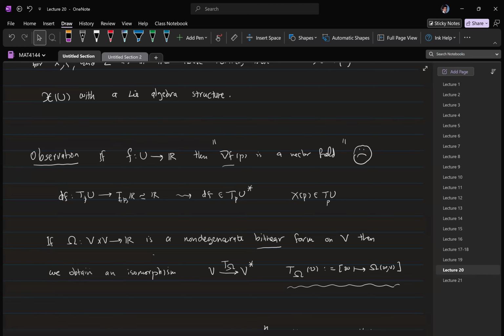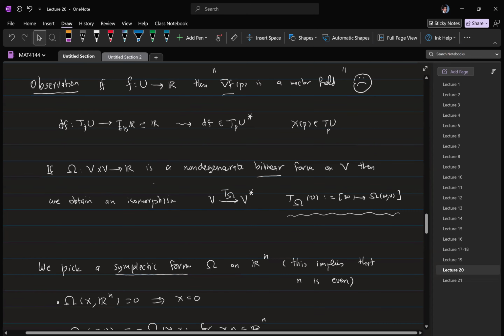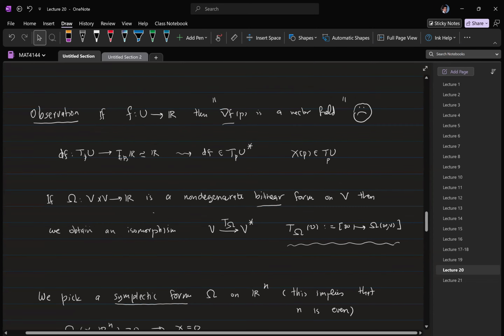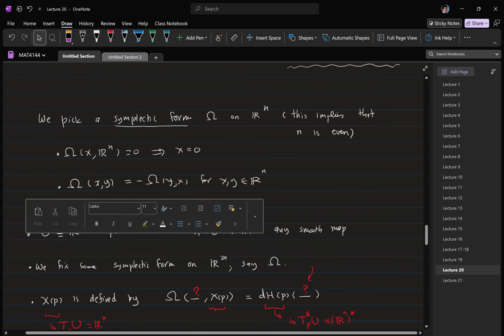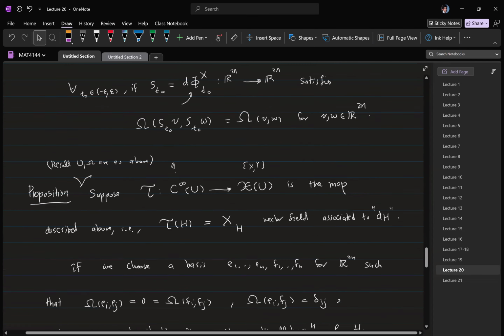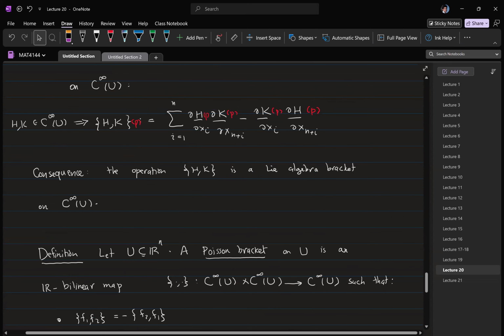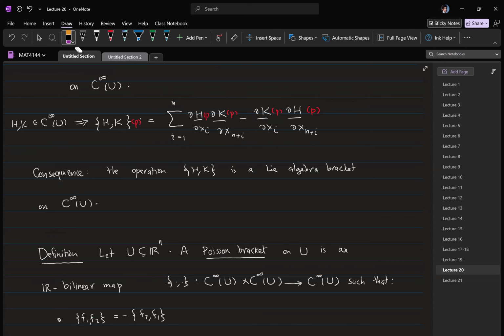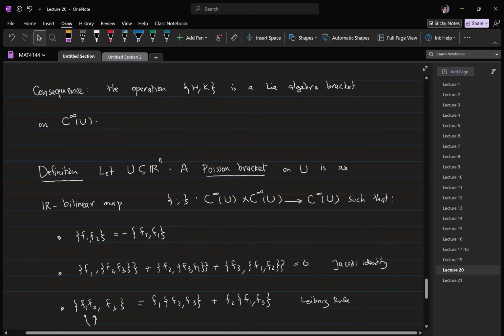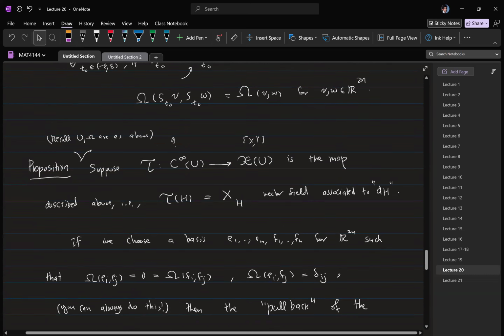But there's no way to do this without any other structure, but one can choose a bilinear form on the tangent space and do this. And when we do this with respect to a non-degenerate skew-symmetric bilinear form, we obtain a certain Lie bracket on the space of functions that's given by first order partials multiplied as such. So in principle, it's this bracket which is known as the Poisson bracket. And this is the pullback of the Lie bracket on vector fields. Okay, so this is what we understood.